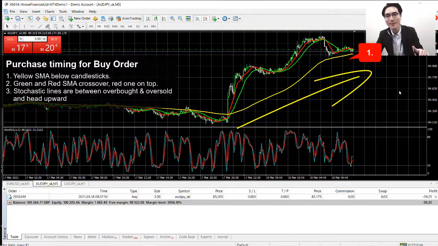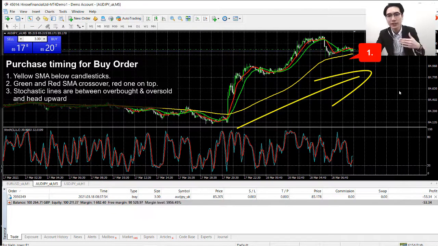So if you still remember, to confirm the trend direction, we'll be using the yellow simple moving average, which is the long-term simple moving average. Here we see that the yellow simple moving average is below the candlestick, and from this point here it is heading upwards. So I know that the price from this point has developed into an uptrend. During an uptrend, I will look to place a buy order.